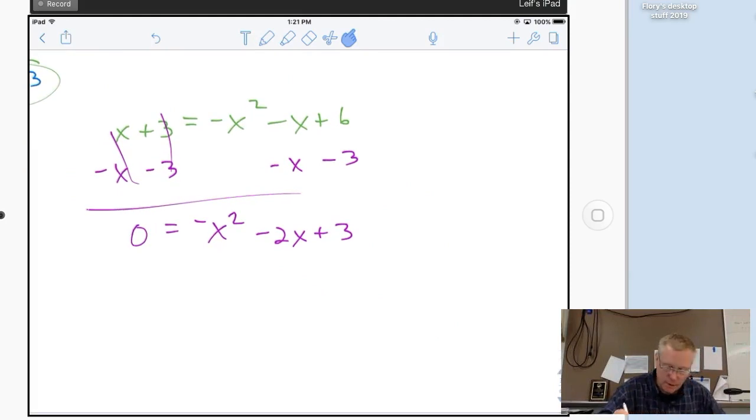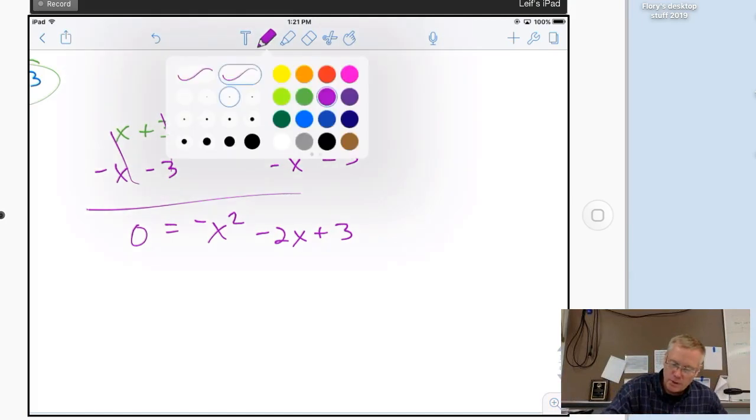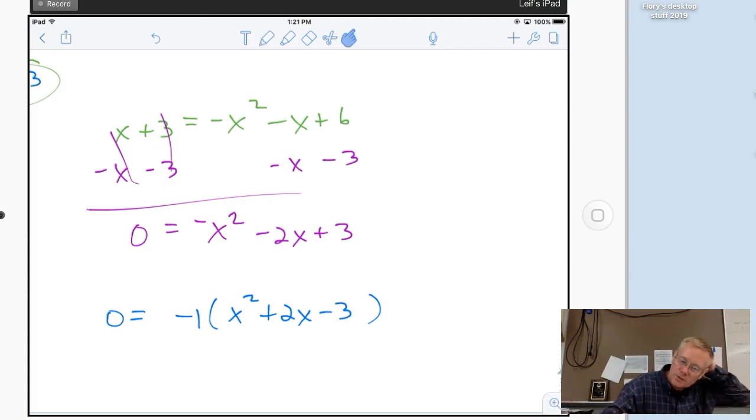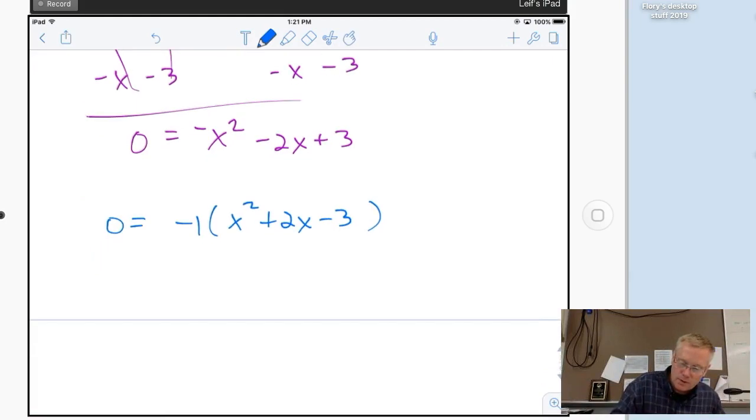And then you can choose which way to solve it. I'm looking at that x squared and I'm thinking, if I can pull that negative 1 out, this will be maybe really easy to factor. I got positive x squared, positive 2x, and then minus 3. I just changed all the signs inside the parentheses. And now you can actually get rid of that negative 1. Divide both sides by negative 1, and 0 divided by negative 1 is 0. Which means I'm just looking to factor that parentheses there.